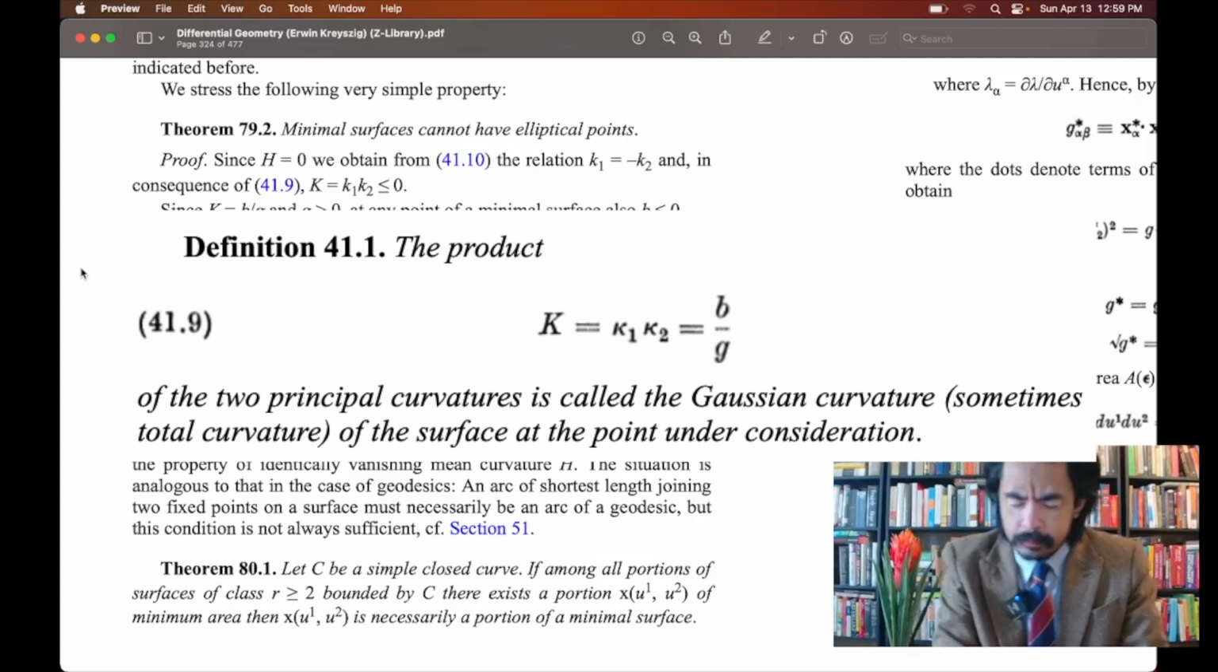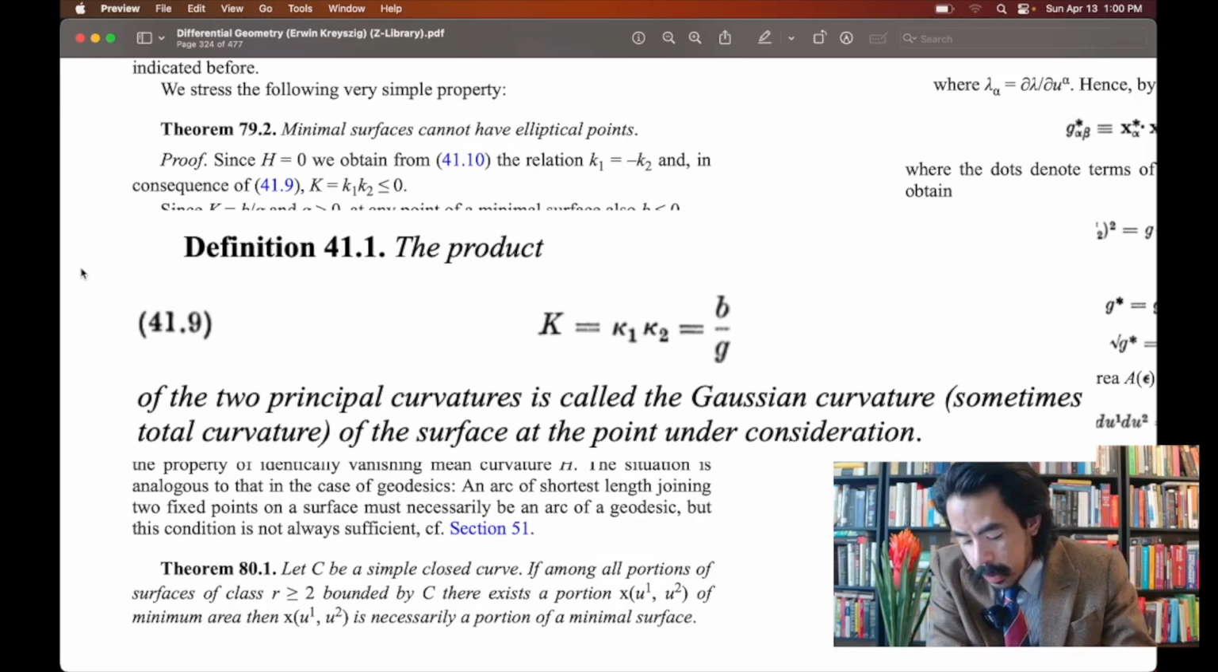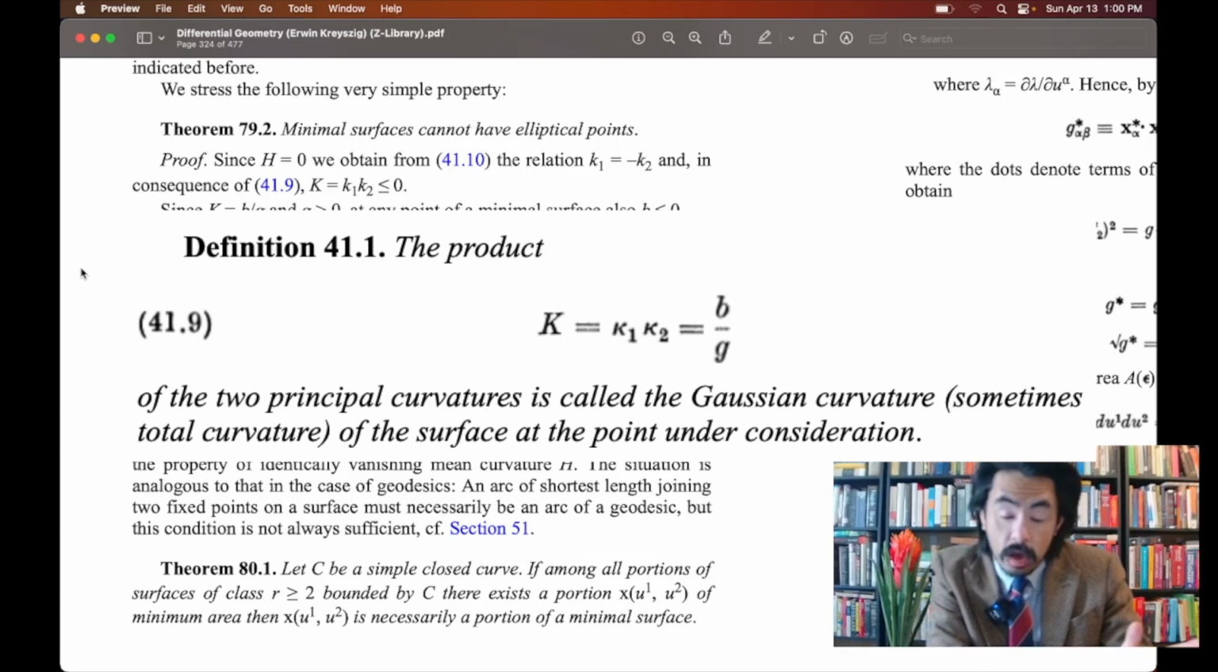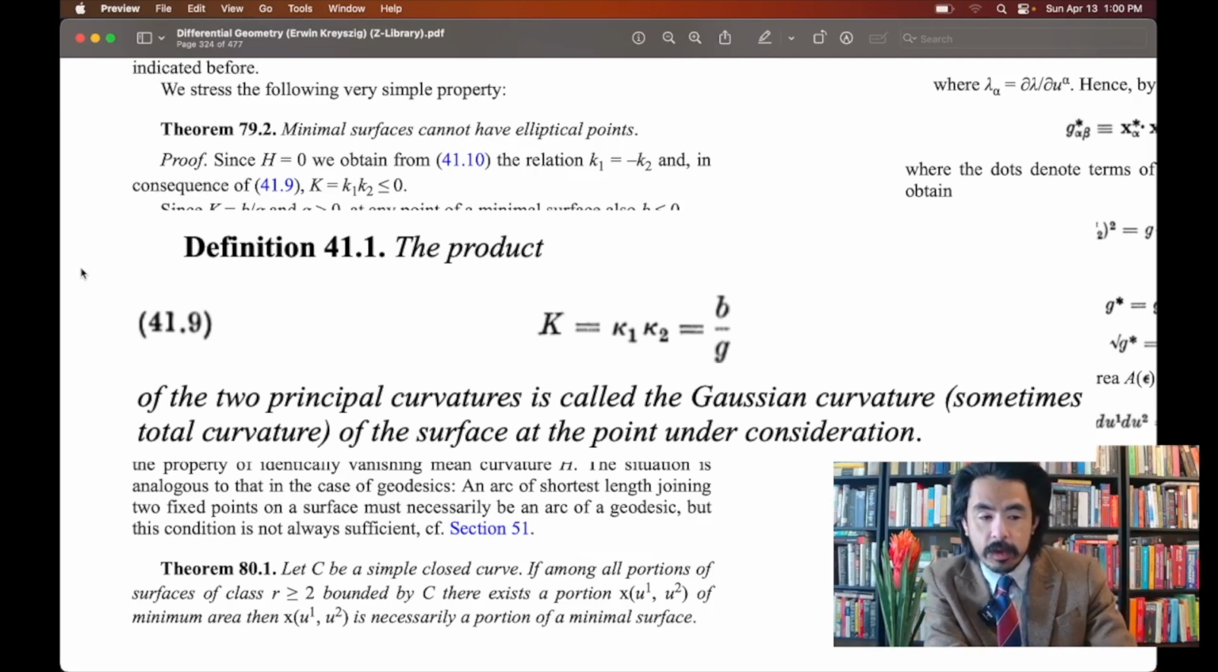So, like I was saying, Gaussian curvature capital K is equal to the product of the principal curvatures. Principal curvatures are denoted as kappas: kappa sub 1, kappa sub 2, kappa sub i, kappa sub n. Anyways, the relation 41.9: capital K equals kappa 1 times kappa 2, which is also equal to lowercase b over lowercase g, where lowercase b, of course, denotes the discriminant of the second fundamental form, and lowercase g the discriminant of the first fundamental form.